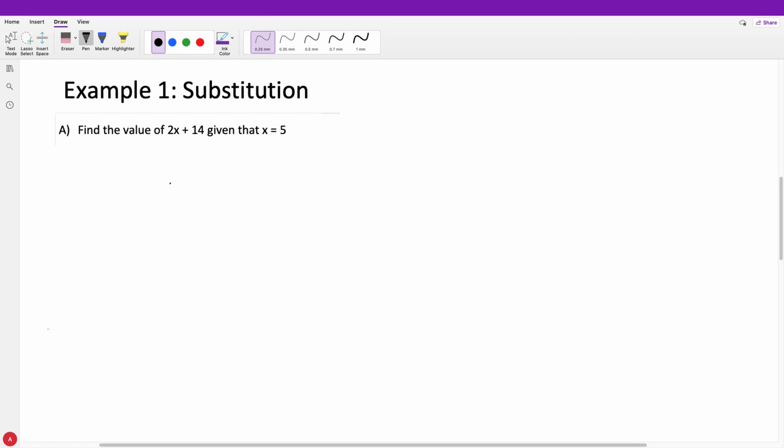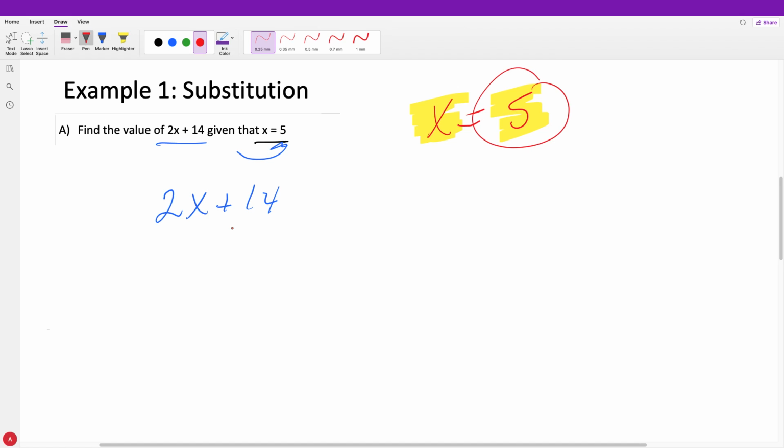It says find the value of 2x plus 14 given that x is equal to 5. Since they tell us that x is equal to 5, they're interchangeable, meaning that anywhere I see an x in this problem, I can replace it with a 5 because they are equal, they're identical. So we can substitute 5 in for x. If we want to know what the value of 2x plus 14 is given that x is equal to 5, instead of saying 2x plus 14, we can substitute 5 in for x. So we can now say 2 times 5 plus 14, because we know that 5 is equal to x. Anywhere I see x, I can replace it or substitute it with a 5.